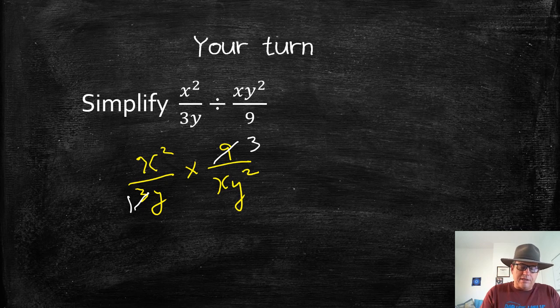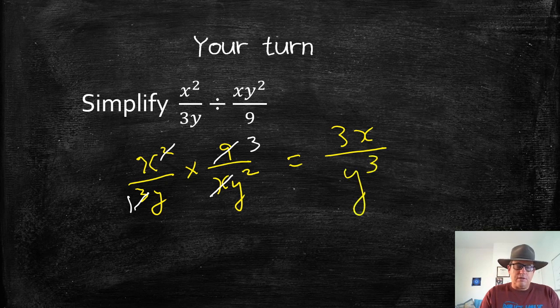Is there anything else? Yes, I see an x in the numerator and an x in the denominator. There's 1x in the denominator. That's going to cancel with 1x in the numerator. Nothing left to cancel. So up top, I have x times 3, which is 3x. In the denominator, I have 1 times y squared, which is y squared.